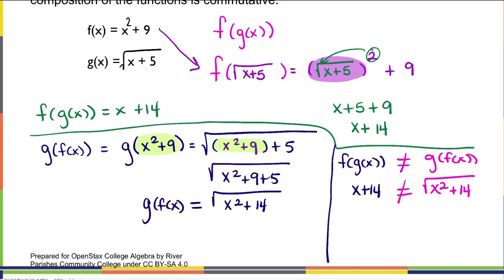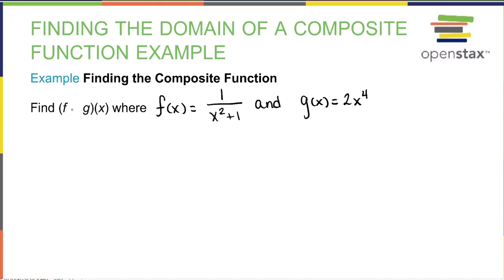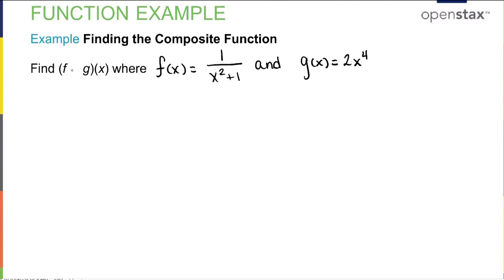So that illustrates two things. One, that they're not commutative. You can't necessarily reverse them. If you reverse them, they're not necessarily the same. And two, we've illustrated how you find a composite function. All right. So let's do another one.